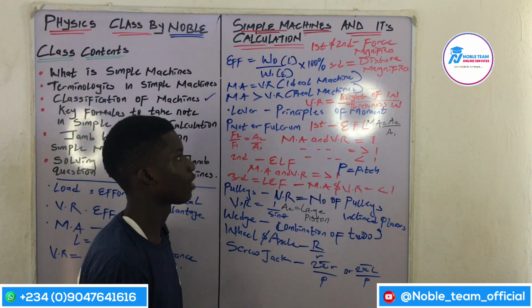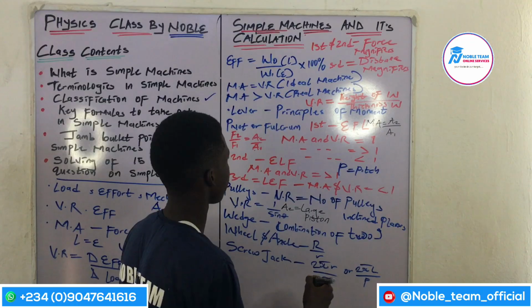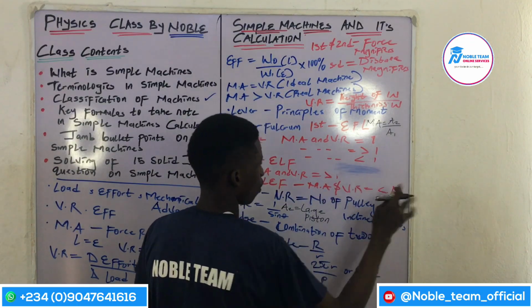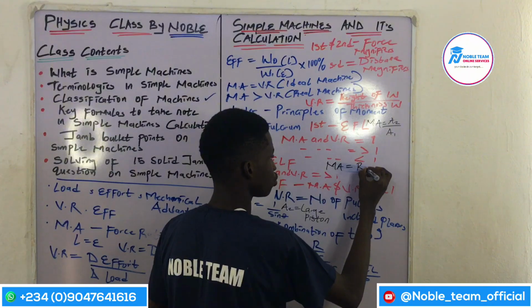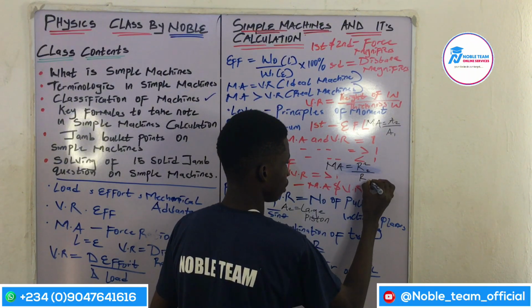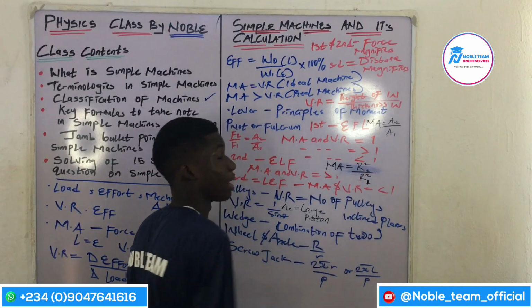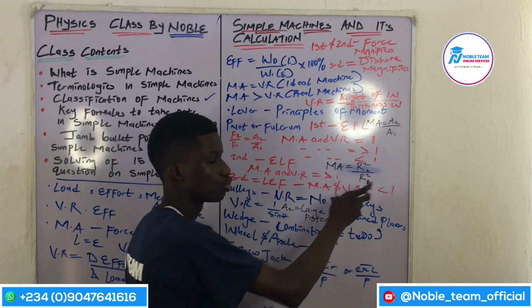Now coming to the other formula, we also have MA. Let me wipe this and write it. MA is equal to R2 squared over R1 squared. Both of them are squared, which is the radius of the large piston and the radius of the small piston.